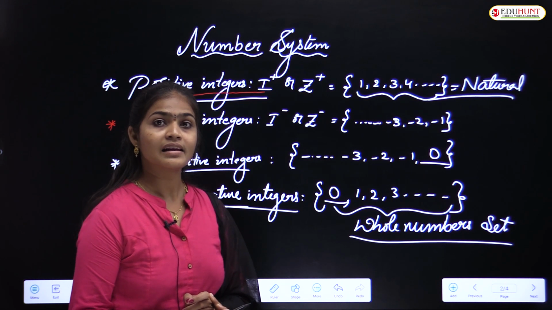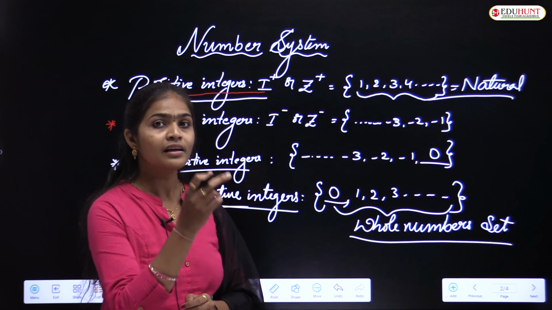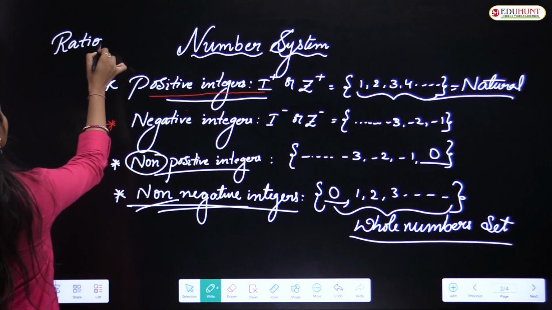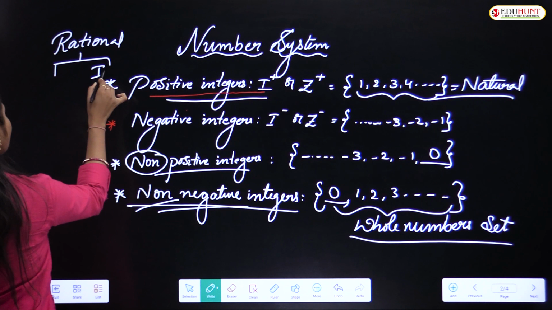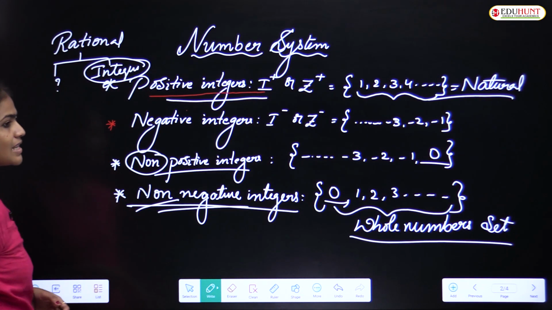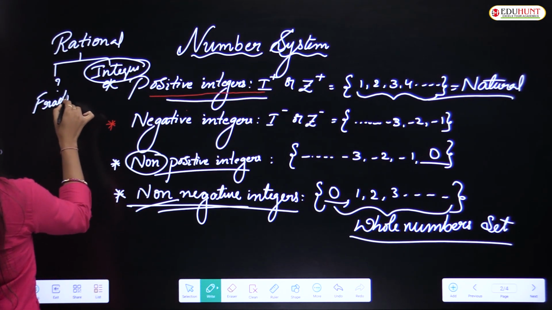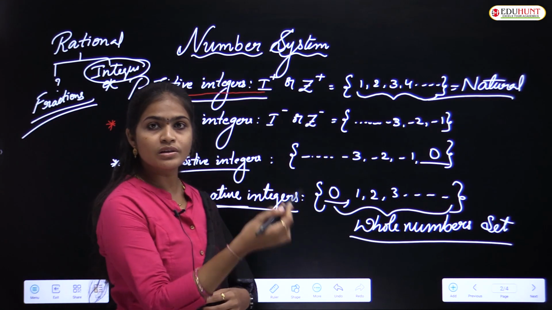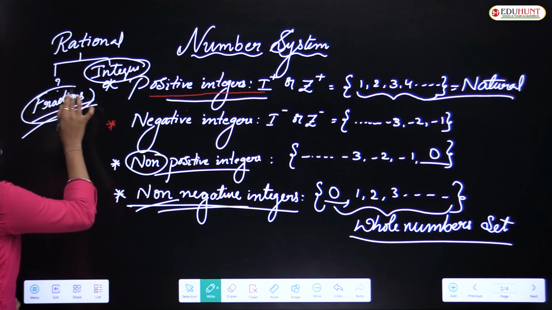The next one is rational numbers. But when you observe the flow chart, I wrote rational numbers under it. Here I wrote integers, so integers are completed. Here I wrote something else. What is that? That is nothing but fractions. So before discussing rational numbers, we have to discuss fractions.